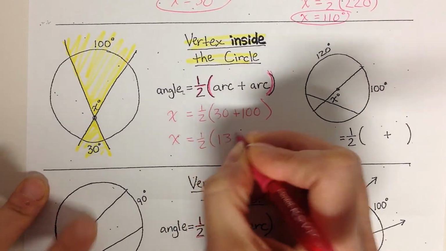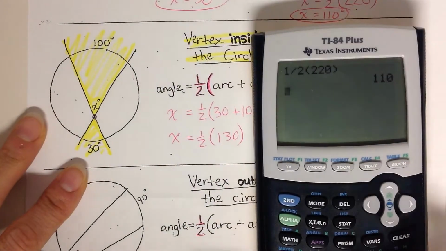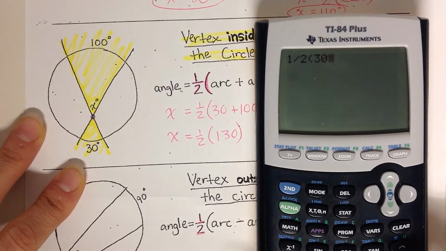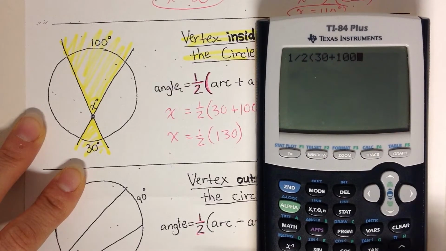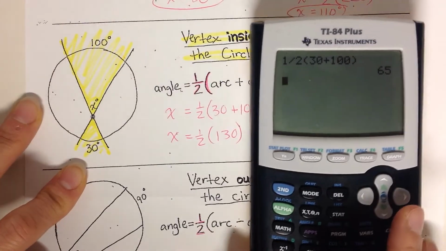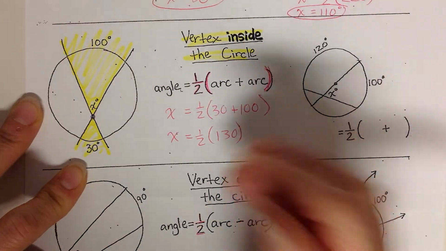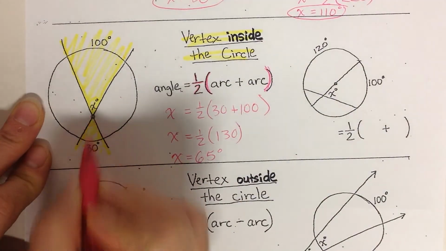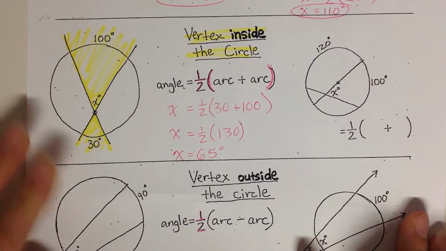Half of 130, or literally, guys, you can do this whole thing in your calculator. If you write that out, you can just put the whole thing in here, 30 plus 100, okay, 65. And again, I look at my picture, and I like it. It's a cute angle.